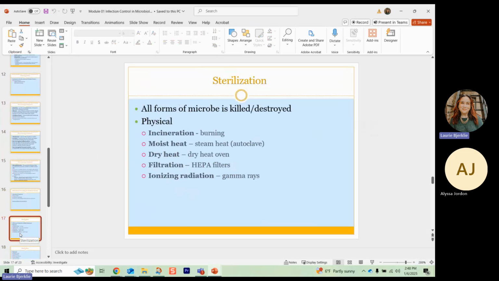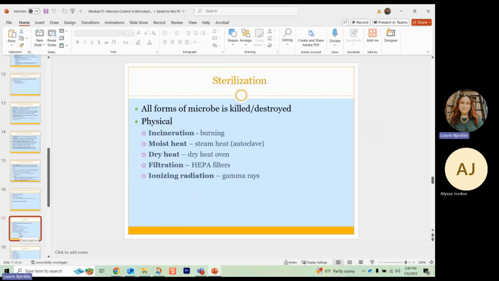Okay, so discussing a little bit about sterilization, disinfection processes, that kind of thing. So sterilization means all forms of that microbe is killed or destroyed. So we have physical sterilization where you have burning through an incinerator. You have autoclaves. Autoclaves are commonly used, especially in a dental office. A lot of times you see little mini ones sitting right on the countertops that they use to clean their dental tools.